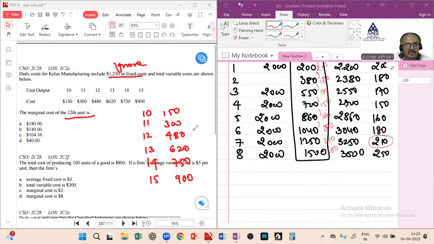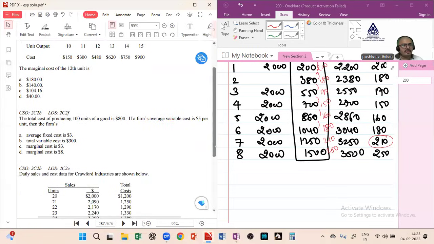They are asking us for what unit? 12th unit. 480 minus 300. Straight away, 180. Your answer is option number A. Finish it off. So easy, so simple. No need to write it down in our main notes. You should be able to do it verbally.